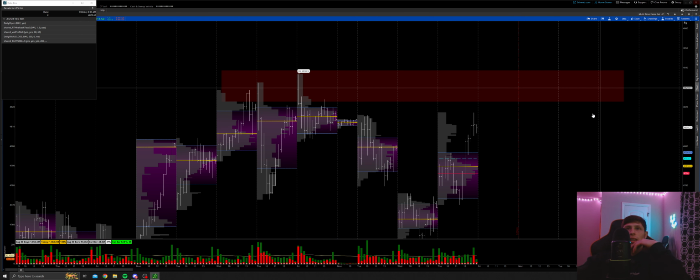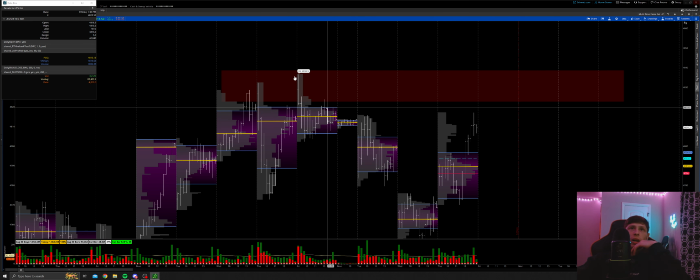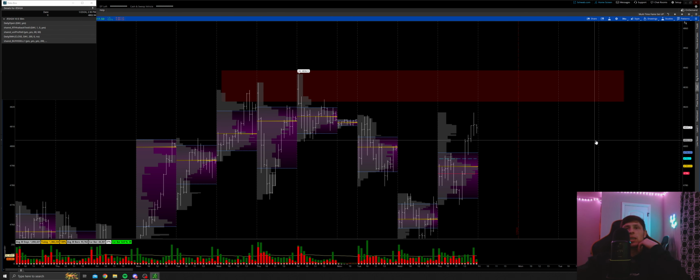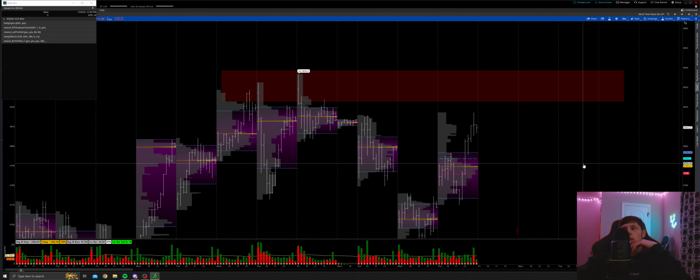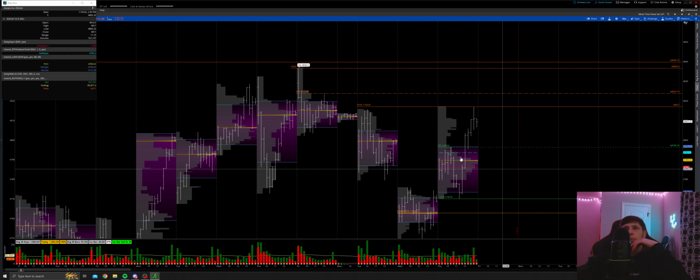Now there are destinations to the upside that we need to hit in order to accomplish the ultimate goal for the buyers, which is to break out of this balance on both the weekly and the daily time frame. We'll look at those in just a second. But that is our balance. So let's go back to our destinations.